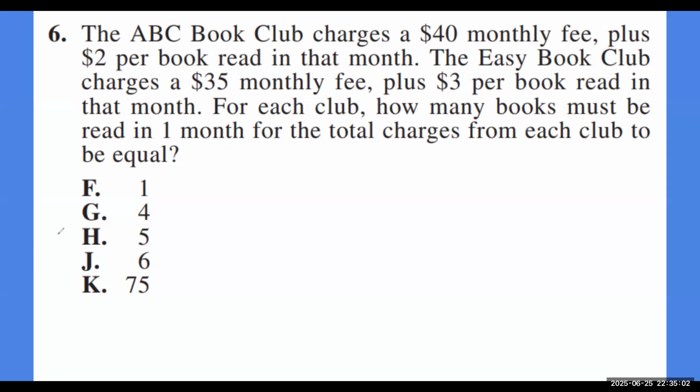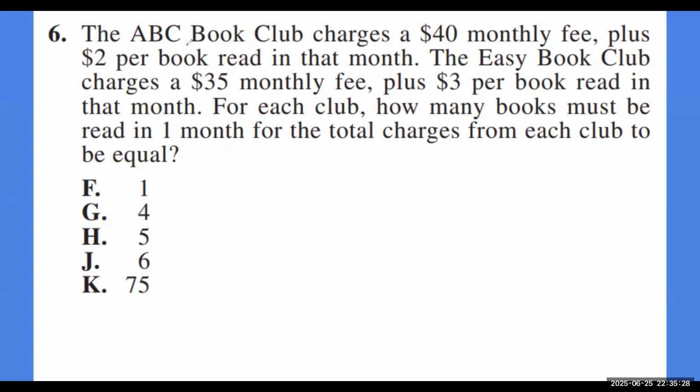The ABC Book Club charges a $40 monthly fee plus $2 per book read in that month. The Easy Book Club charges a $35 monthly fee plus $3 per book read in that month. For each club, how many books must be read in 1 month for the total charges for each club to be equal? All right, so we are given two separate equations here.